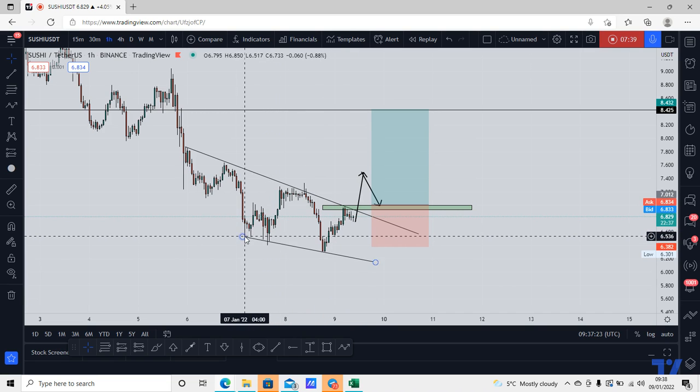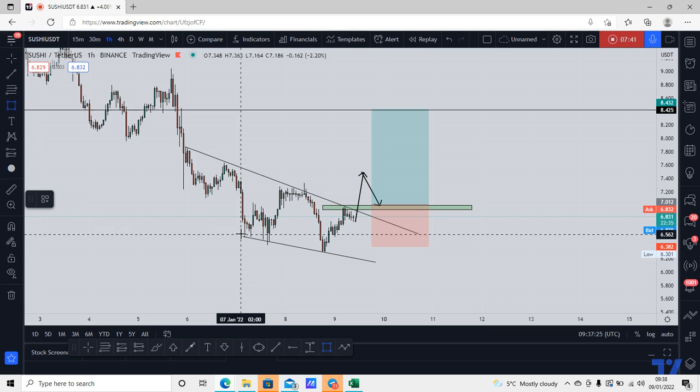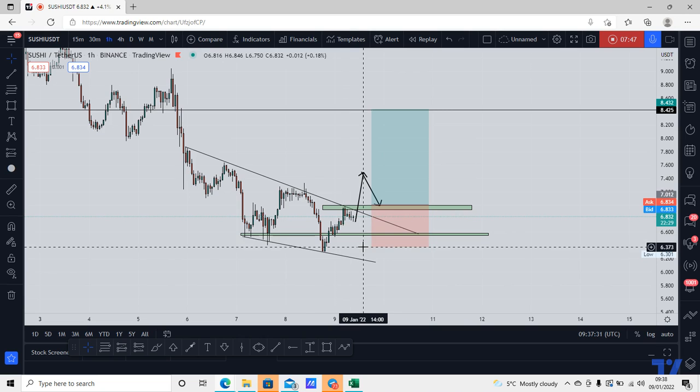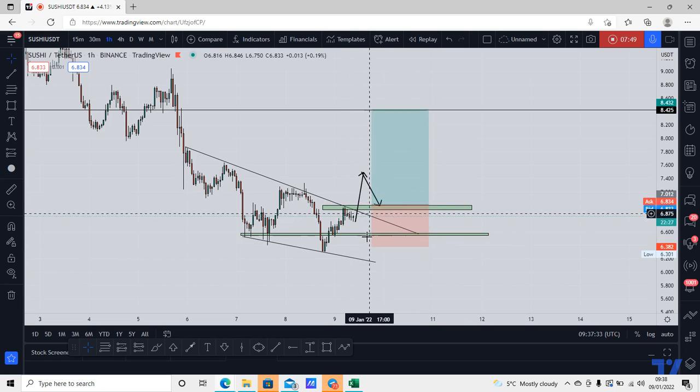We have clear support across this zone. We can just draw it in here. So we have support at this zone. Our stop loss will go well placed below this zone, so it is protected. Our entry will go somewhere here.